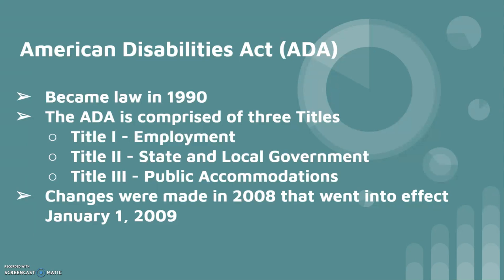In 2008, the American with Disabilities Act Amendments Act was signed into law and became effective on January 1st of 2009. The American with Disabilities Act Amendments Act made a number of significant changes to the definition of disability. The changes in the definition of the disability apply to all 3 titles.